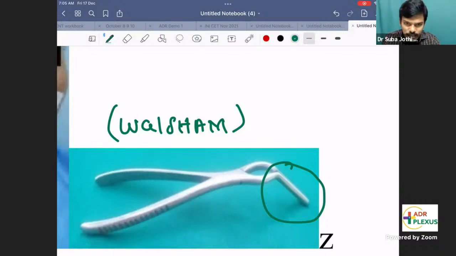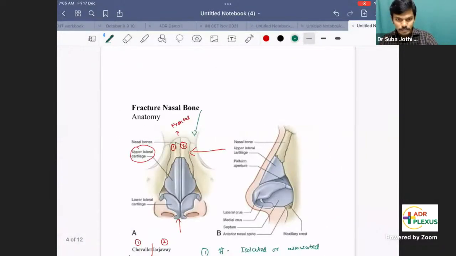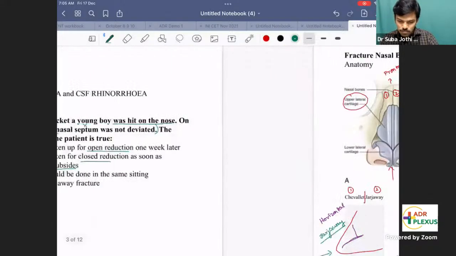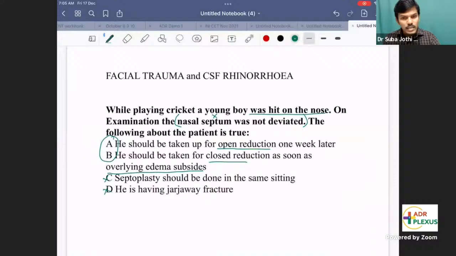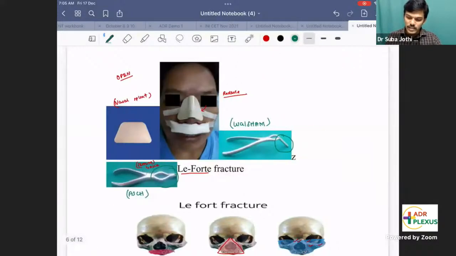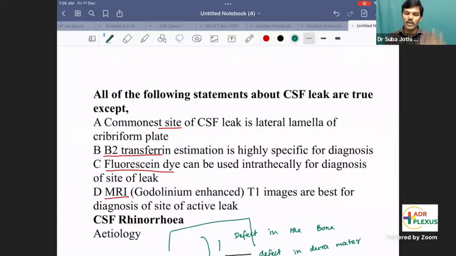Okay, so CSF rhinorrhoea, first question. Yeah, I'll show it. So is this a question, or is this the nasal bone fracture question? Yeah, okay. Sorry, I'll explain this.